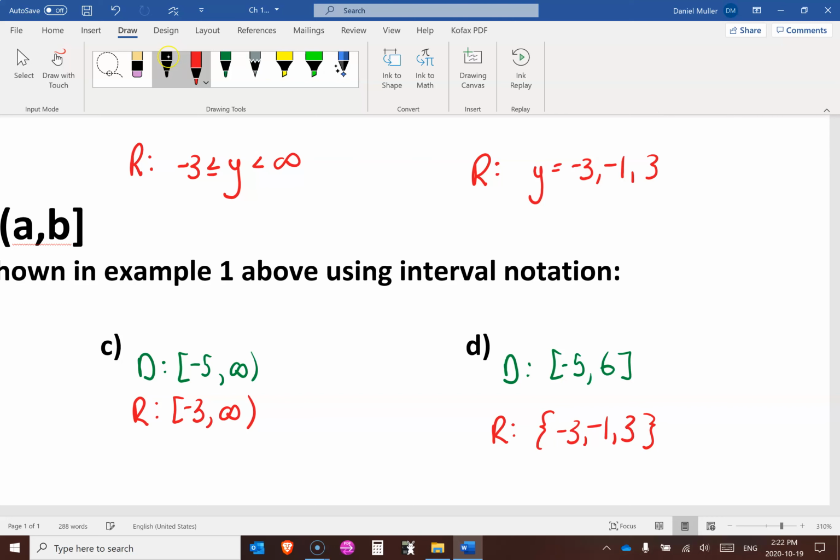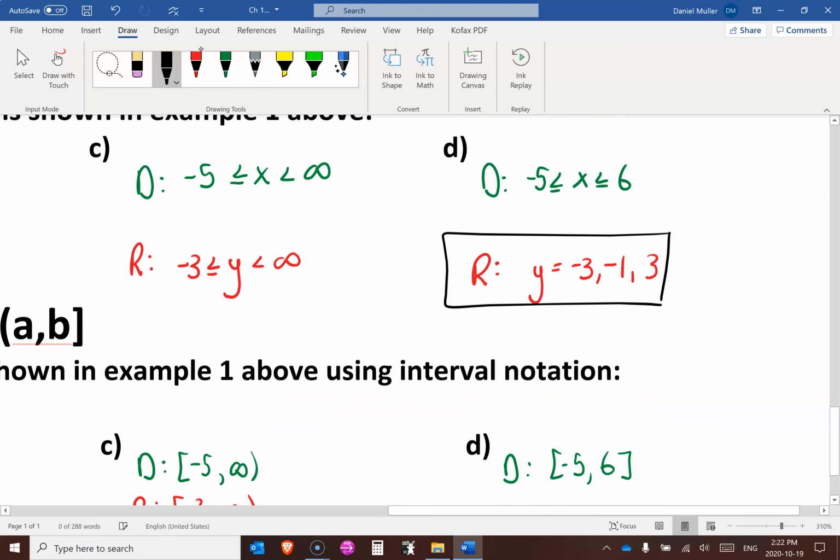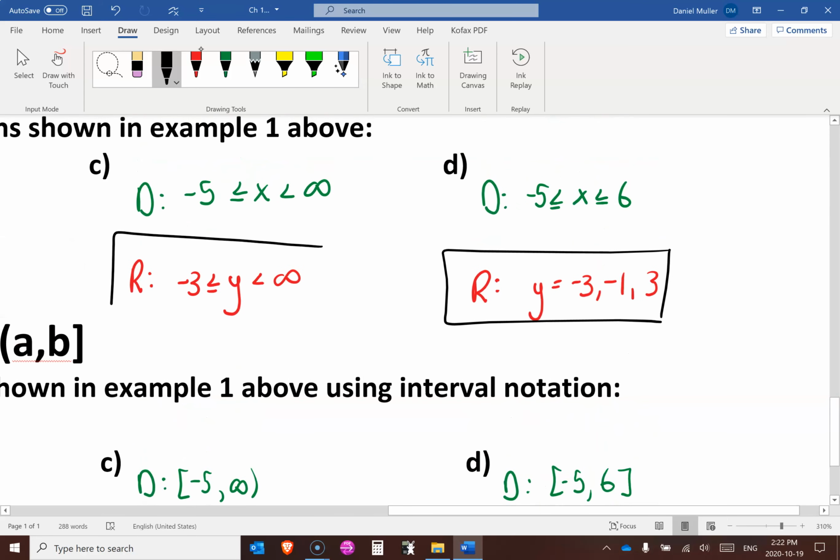I would say that this is the most challenging question here. How do you write the range for something that has jumps? So my only advice to you would be definitely to practice this in the worksheets if you're having some troubles with it.